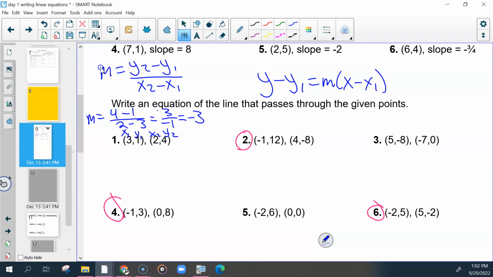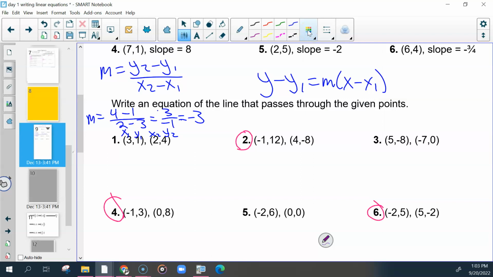Once we have our slope, we're going to do the next step. But do we have any questions on how we found our slope first? Then you have a choice. You have 2 ordered pairs. You can choose either one, it does not matter. So let's say we choose the first one.